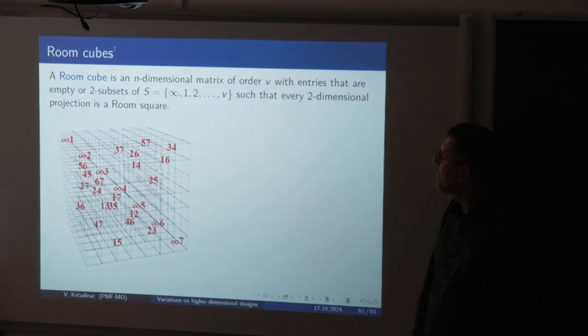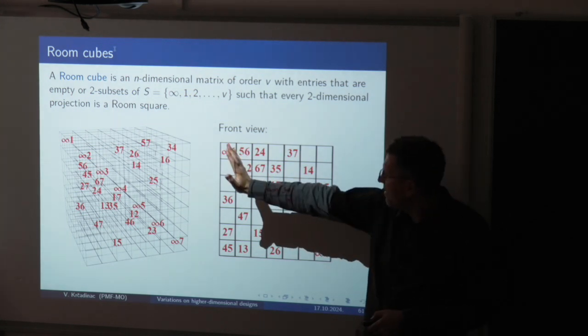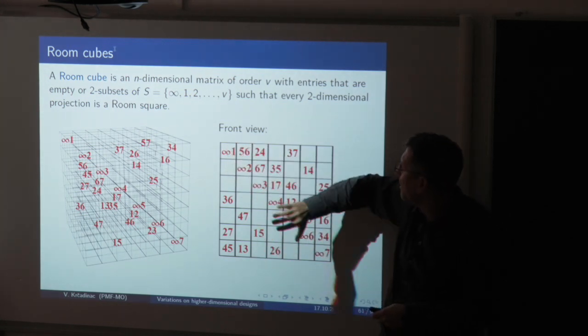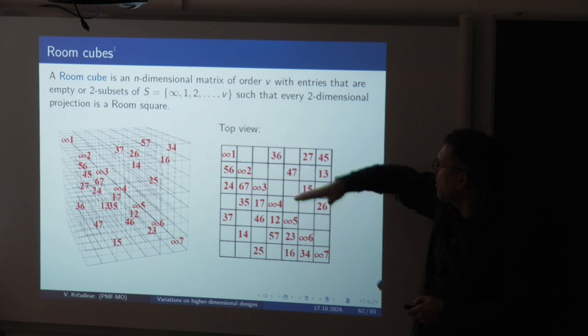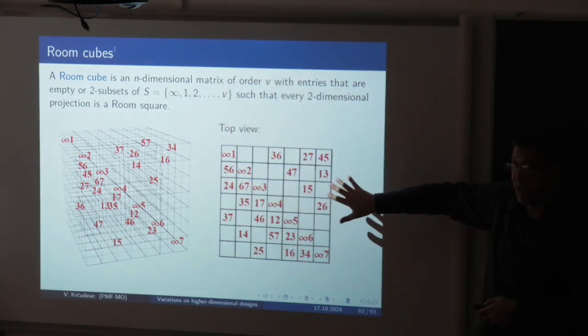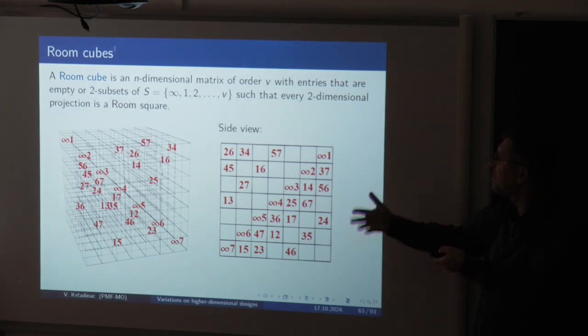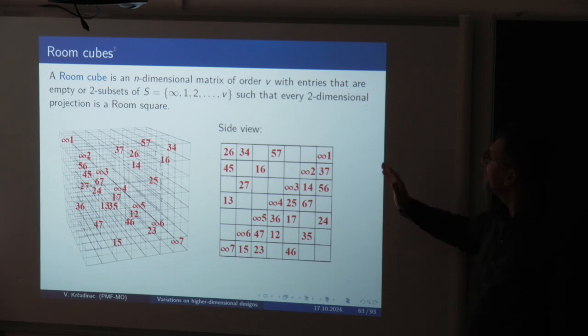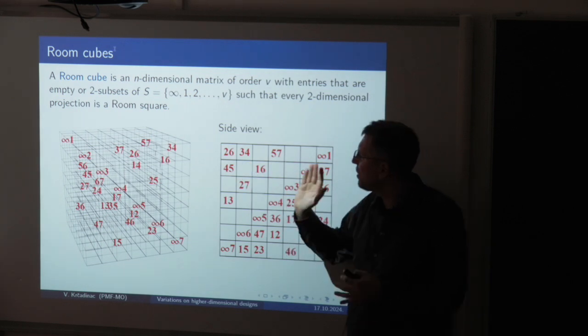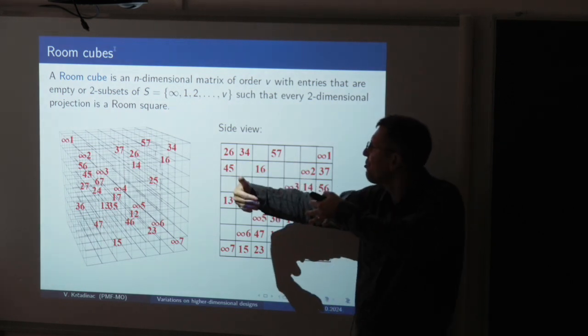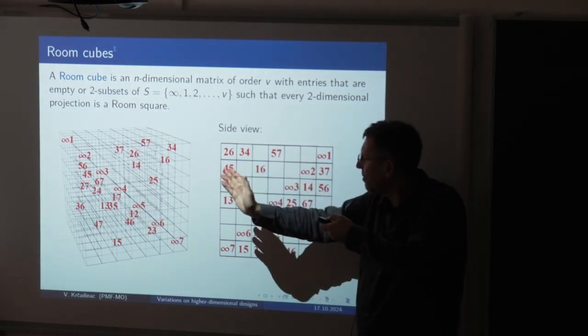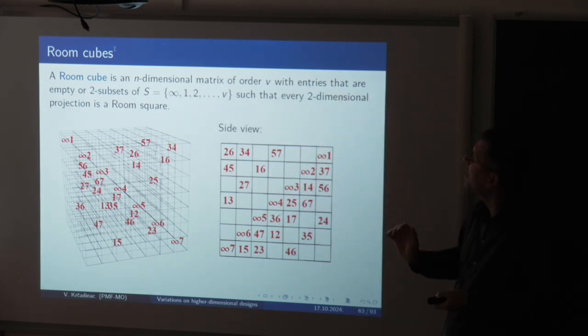So here's a three-dimensional cube. If you look at it from the front, let's say, you're going to see a room square. And if you look at it from top, you're also going to see a room square, and also from the side view, it also gives you a room square. This is the kind of object which is called a room cube. So it's quite different from what we had so far. So far we took slices and we asked that the slices are the two-dimensional objects. Here you're doing projections. The question would be, why are you doing it this way?